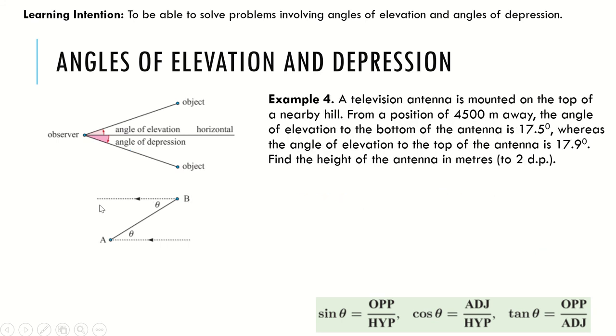Our last example, a bit more complicated. A television antenna is mounted on top of a nearby hill. So we have a hill, we have an antenna. That's the antenna. So a television antenna is mounted on the top of a nearby hill from a position of 4,500 meters away.